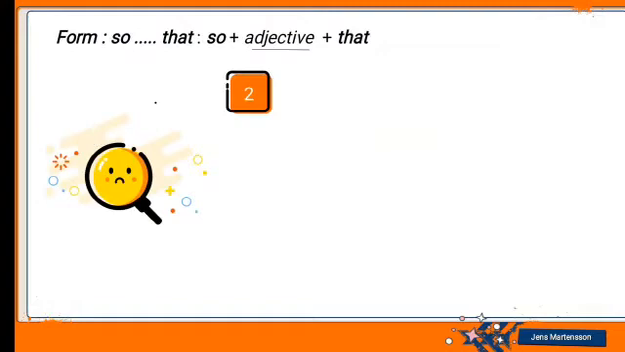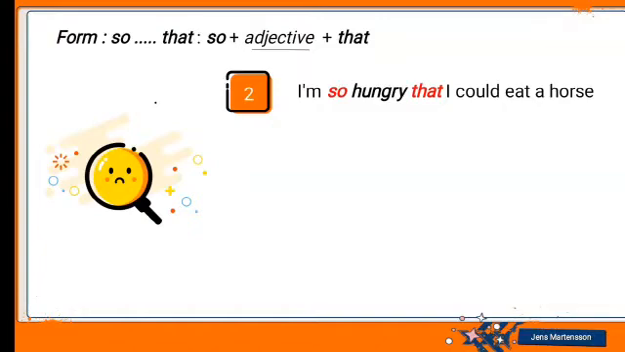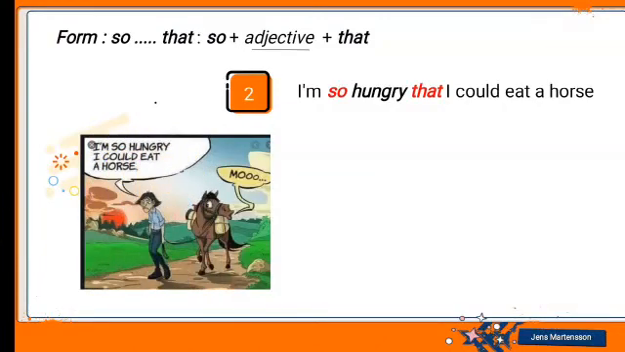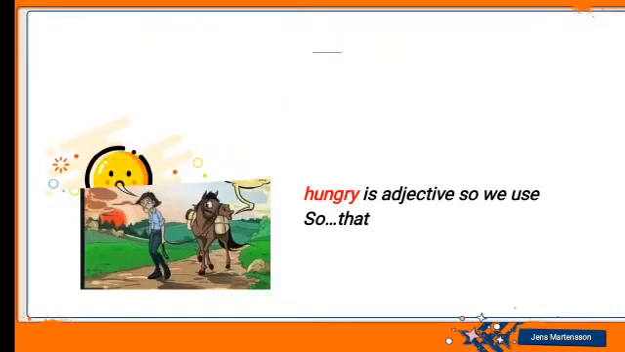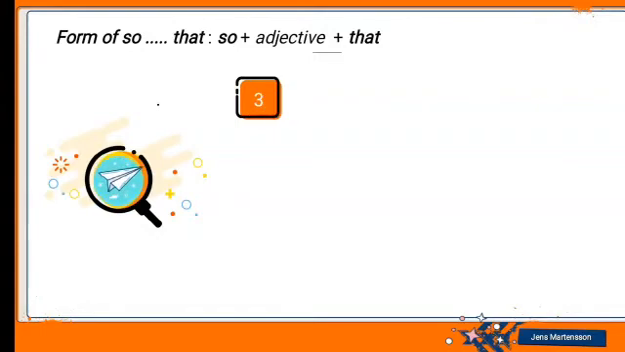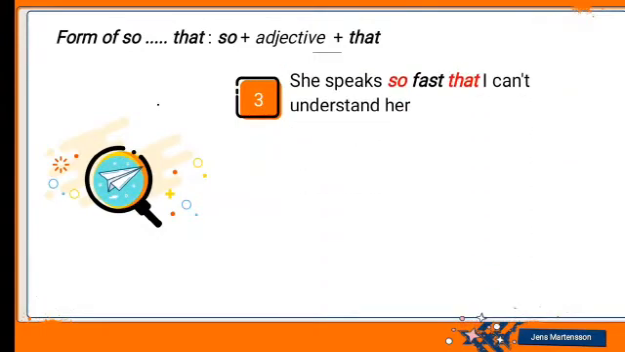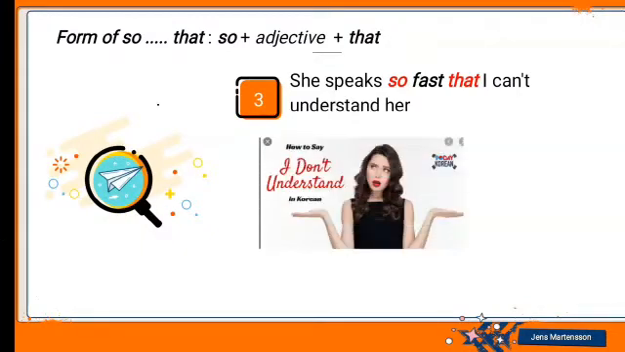Form: so plus adjective plus that. I am so hungry that I could eat a horse. Hungry is an adjective, so we use so that. Form of so that: so plus adjective plus that. She speaks so fast that I can't understand her. Fast is an adjective, so we use so that.